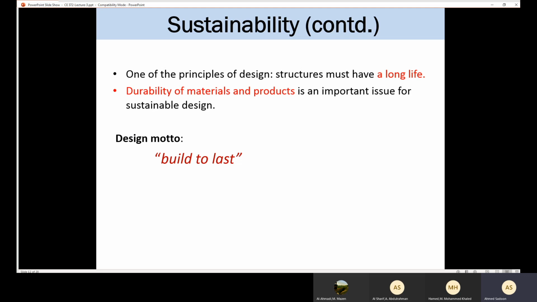Also, your building should not consume resources which are not renewable, because if you use non-renewable resources, then the next generation will not get anything.